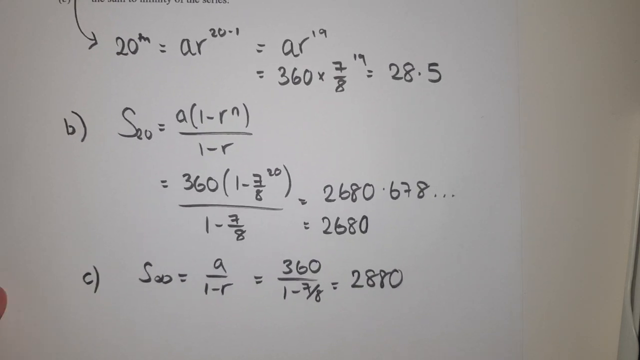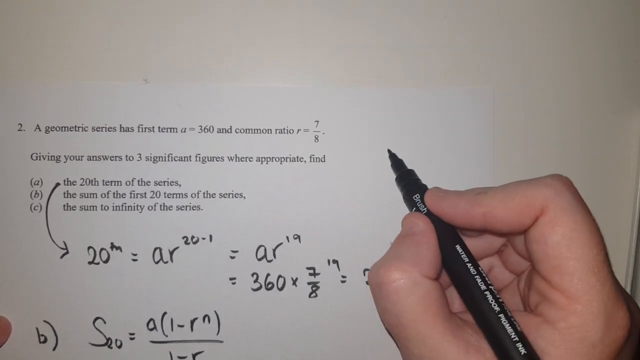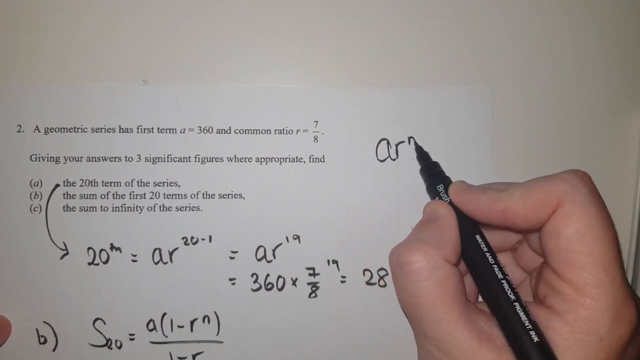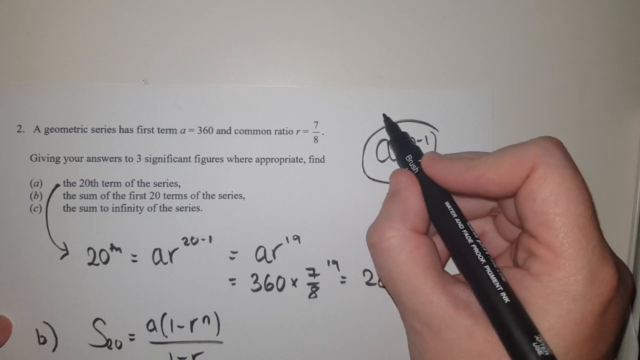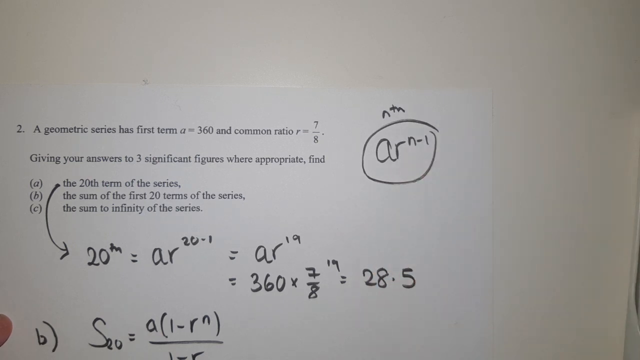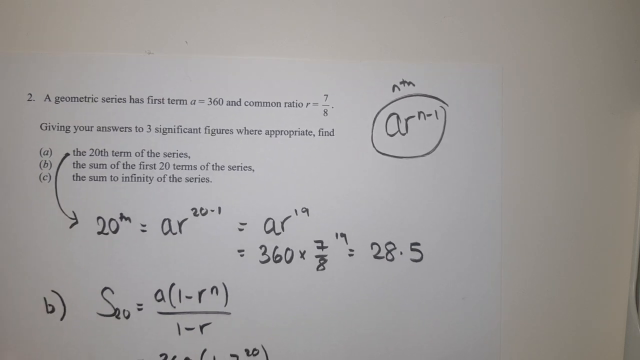Just remember, the one formula that seems to keep being forgotten at the minute is that in general it's ar to the n minus 1 to find the nth term of a geometric sequence. So if you're looking for the 4th term or the 7th term rather than a sum. So just be very careful to make sure you read the questions.